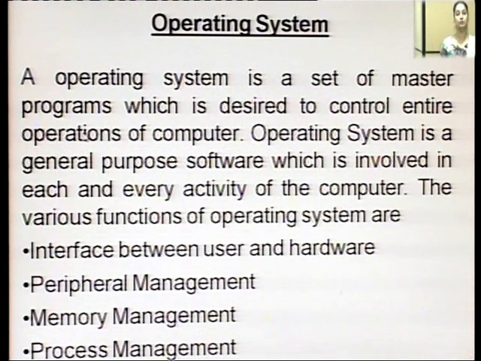Operating system, as we know, is a set of master programs. It's a software which controls the entire operation of the computer. It controls the whole system in which we are working. Operating system is a general purpose software which is involved in each and every activity of the computer. Each and every activity, each and every work of the system is done by the operating system, directly or indirectly. The various functions of the operating system are: interface between user and the hardware; second, peripheral management; third, memory management; and fourth, process management.